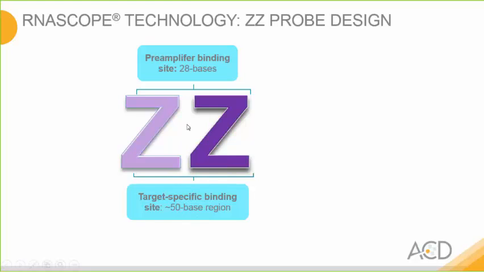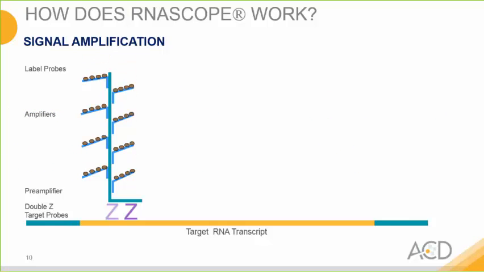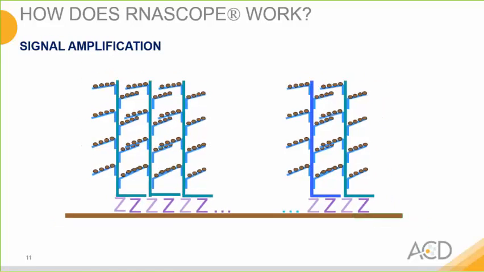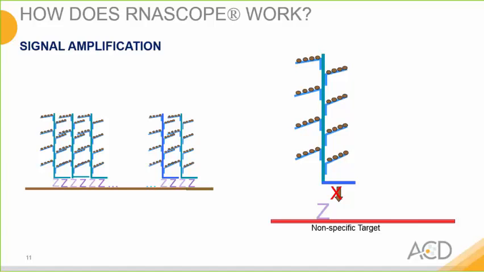The upper region of the double Z forms the pre-amplifier binding site, and this is where the amplification cascade occurs. The feature of the double Z design is that it only works in a pairwise manner. The only way you get signal amplification is when two oligos, two Zs, are bound right next to each other on the target transcript. The pre-amplifier will only bind if two Zs are together, followed by amplifier binding and then label probe binding. You get signal amplification. And if there is non-specific binding of any one individual Z oligo to a non-target sequence, there will be no amplification.